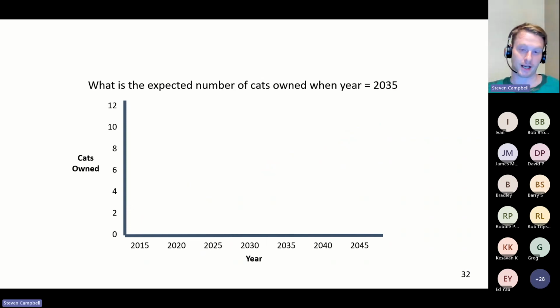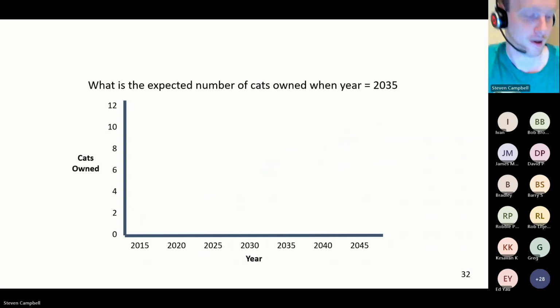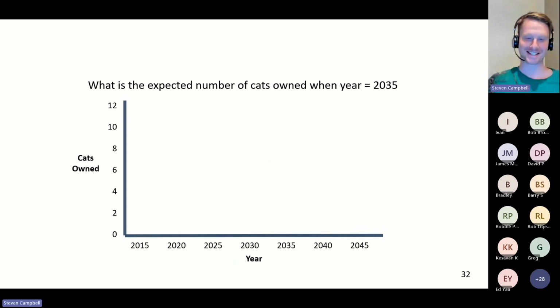Let's take this into an actual practical example. It is a trap. This is about me. So this is just asking, how many cats do you think I will own in the year 2035? And this is true. To give you some context, because I am a cat person, right? This could be a trick. In 2015, I had a cat. So I had one cat, right?